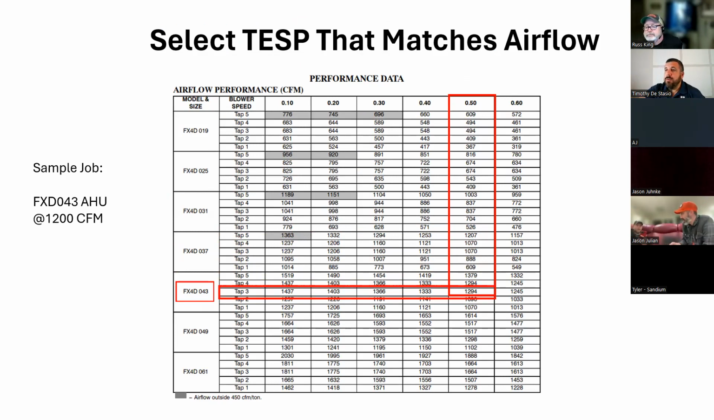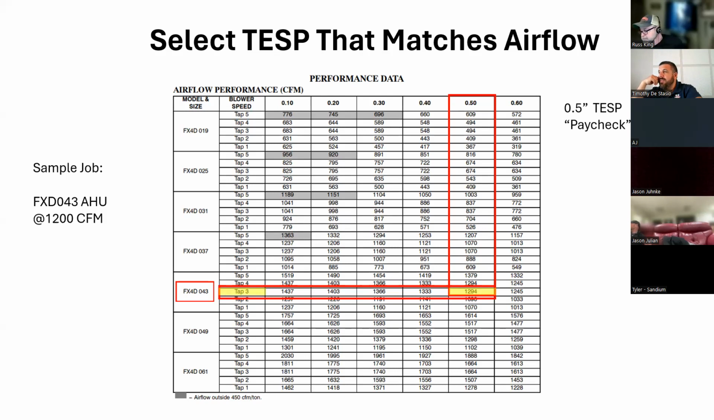So what I started doing when I was contracting is I chose matchups that gave me that flexibility. So I never sold an FXD 037 with a 3 ton unit. I always sold a 043 with a 3 ton because I knew I had that flexibility. So we're just running at speed tap 3 here. That's just a suggestion.